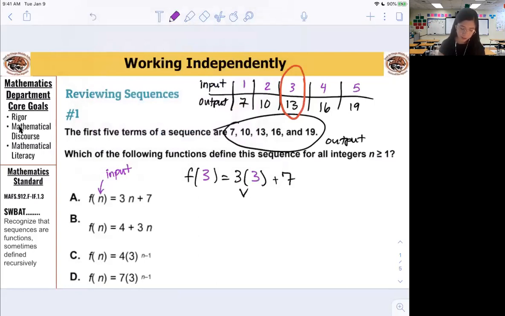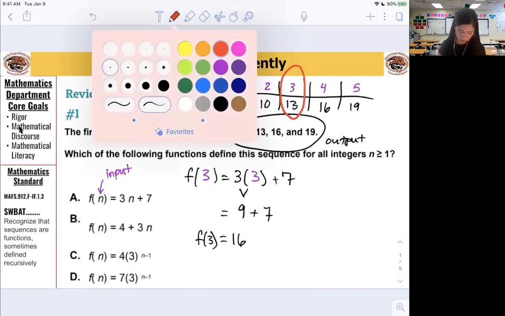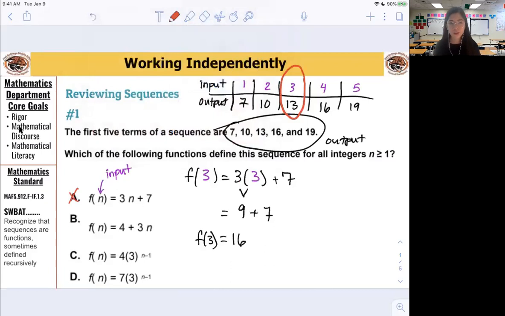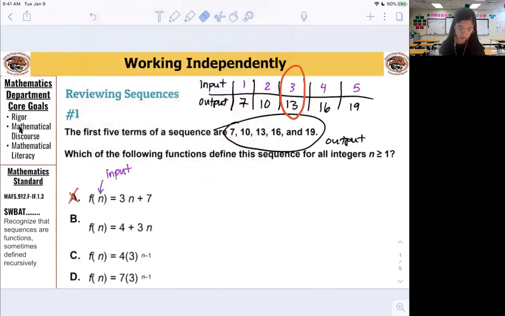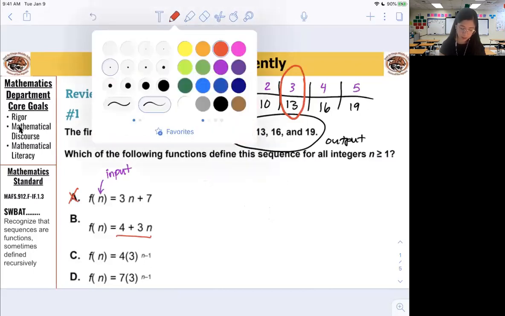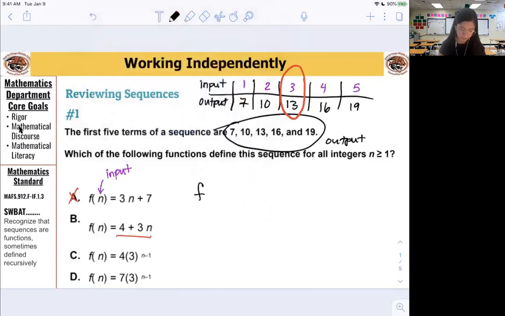So 3 times 3 is 9. 9 plus 7 is not 13, it's 16. Since I didn't get the output that I wanted, I know that A is not my correct answer. Now I'm going to move on and check answer choice B. I'm going to do the same exact thing. I'm going to look at that rule, copy it down, and plug in a 3 and see what happens.